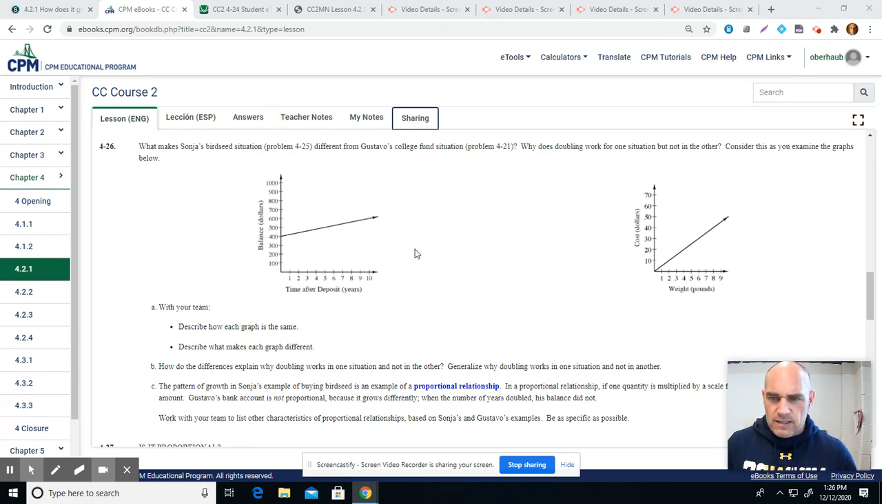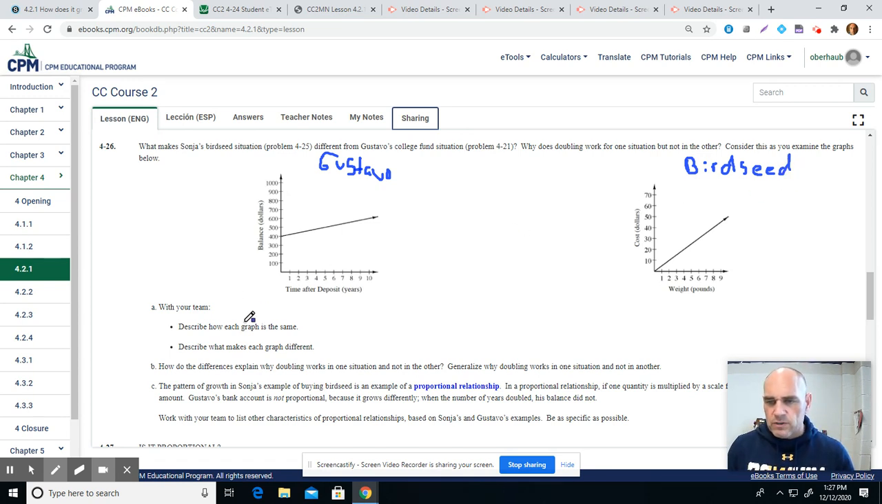So here is Gustavo's stuff. So just right here, this is Gustavo. I don't know if I'm spelling it right or not, but you'll get the idea. All right, so that was his money doubling, and this was the birdseed problem. So these are the graphs for that. And all right, let's start with the question.